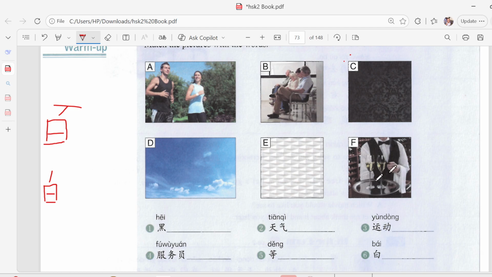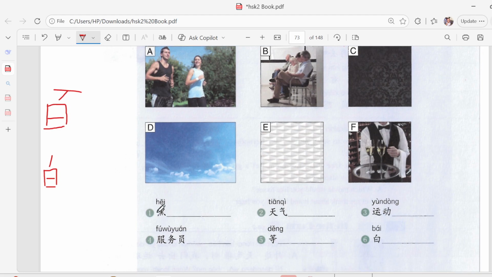Okay, they are there, but for fuwuyuan, there's nothing like waiter, waitress. It's one word for both genders when it comes to this fuwuyuan. Okay, so yeah, let's do the matching. Which letter does number 1 match with?